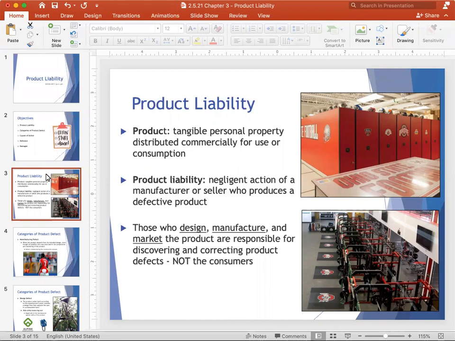Now, sport managers who supply equipment to athletes, so assign equipment to athletes or rent equipment, can be held liable for defective equipment if they should have known of the defect. Potentially the defect occurred during their storage or maintenance of the equipment. So just be mindful that even if you are not a part of the design, manufacturing, or marketing of equipment, you can still be liable for injuries that occur due to use of products and equipment that you supply to your patrons.